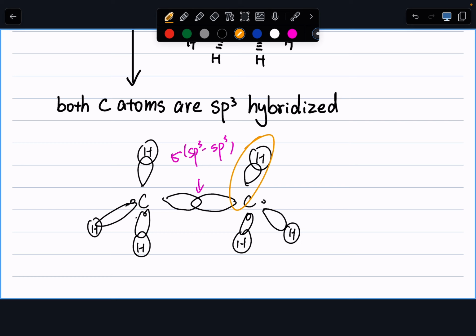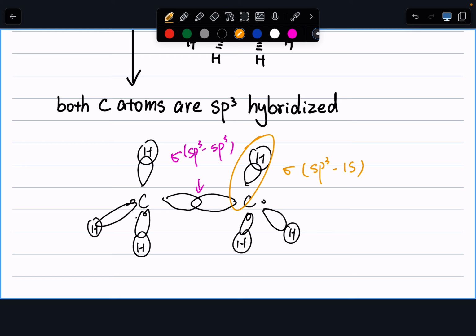And what about this one? This one is again a sigma bond and comes from the sp3 of carbon and the 1s of the hydrogen. All right, so that's the single bond version.